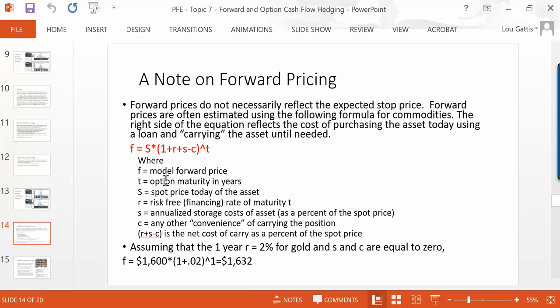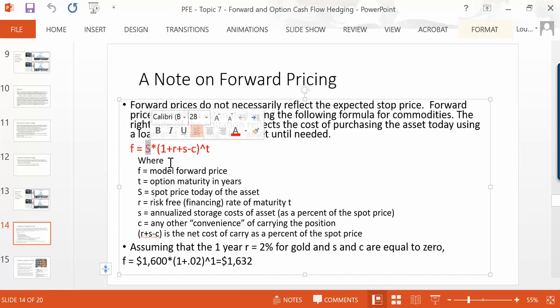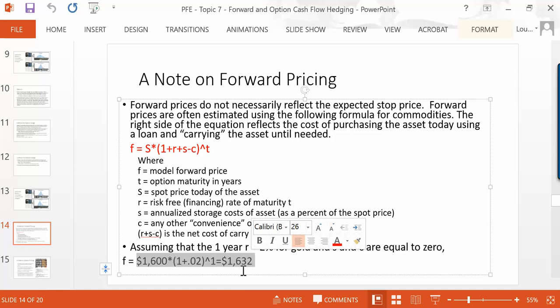Now here's a technical note on the pricing of a forward contract. Forward contracts in theory should represent the current spot price times 1 plus the risk-free rate of return, that's accounting for the time value of money, plus any storage costs to store a commodity over that time, minus any other benefits of actually having the asset on hand, called a convenience yield, times T. So assuming gold has no convenience component or storage cost to it, and the interest rate is 2%, we can say that the forward price of gold is 1632, the theoretical forward price.